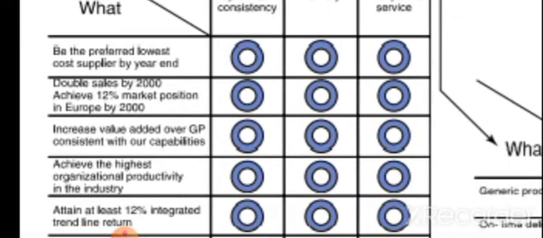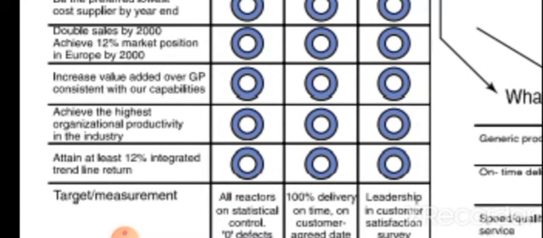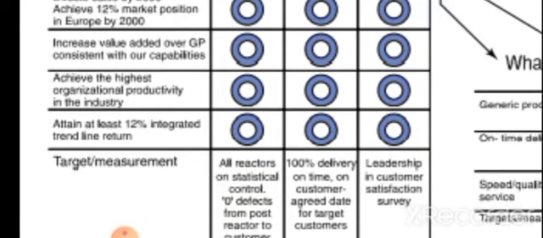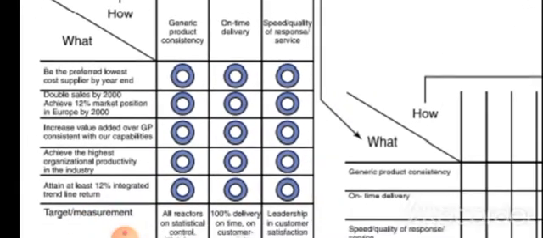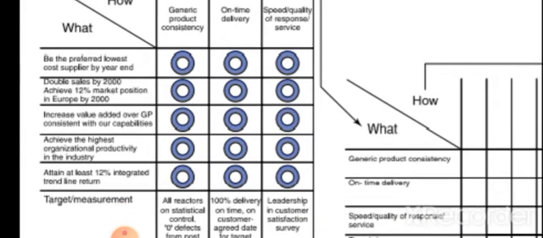Be the lowest cost supplier by year end, double sales by 2000, achieve 12% market position in Europe by 2000, increase value added over GP consistent with our capabilities, achieve the highest organizational productivity in the industry, attain at least 12% integrated trend line return and target or measurement. These are what they identified as measurable goals, no?